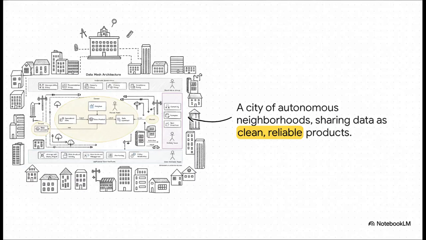Probably the best way to picture this is to think of your whole company as a city. In this city, each data domain, like marketing or sales, is its own self-governing neighborhood. And these neighborhoods are responsible for their own stuff. They publish their data as these clean, reliable products, kind of like public utilities, water or power, that other neighborhoods can just plug into and use. And that federated governance we talked about?